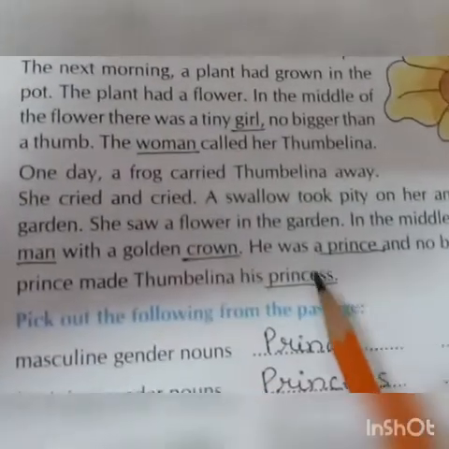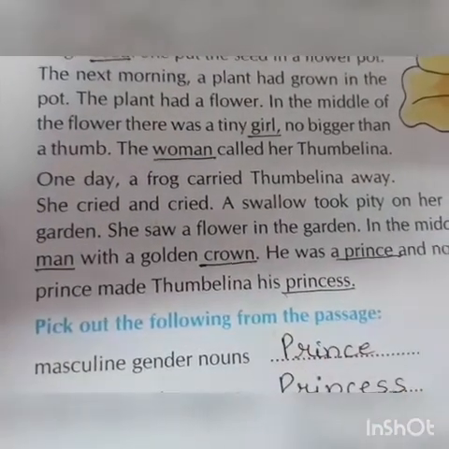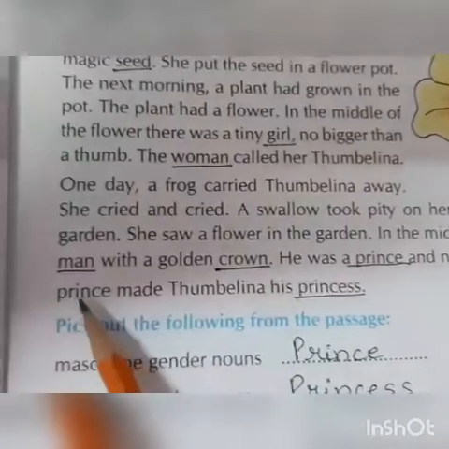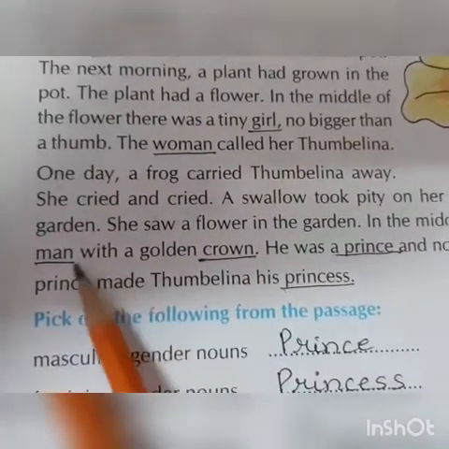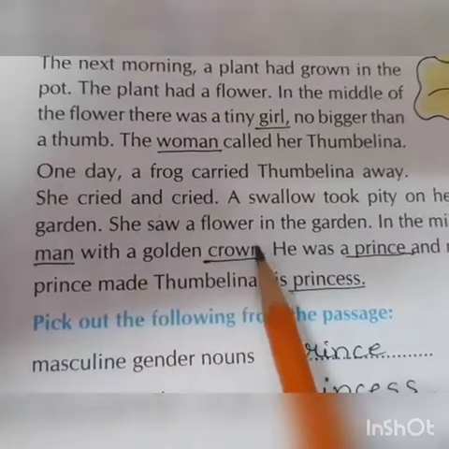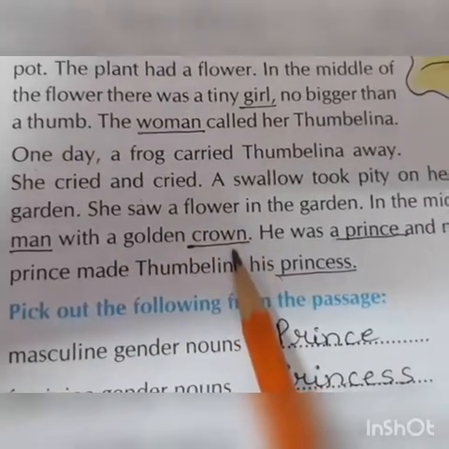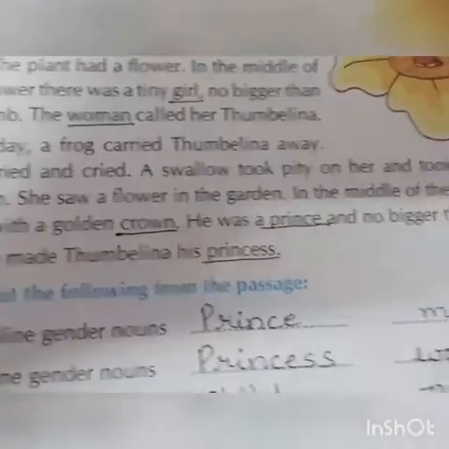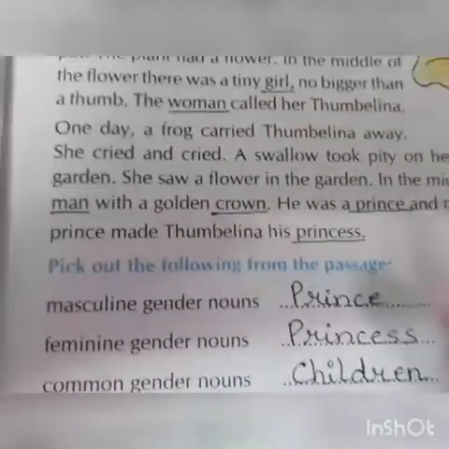So one day what happened? The frog carried Thumbelina away, and when she went away she was crying. Then a swallow took pity and took her to a garden where there was a flower. In the garden was a flower in which sat a little man, and that man was with a golden crown, but that man was a prince, so he was having a golden crown, and he was also the size of a thumb. So he made Thumbelina his princess.